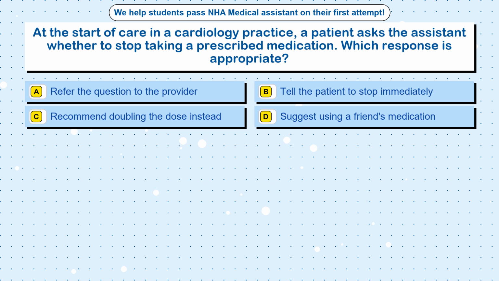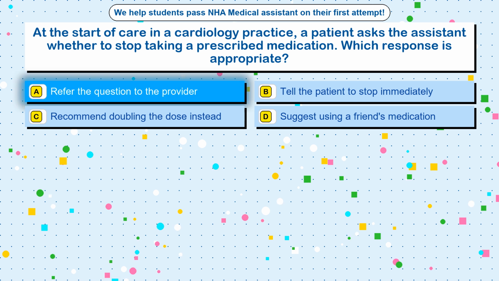Question 52. At the start of care in a cardiology practice, a patient asks the assistant whether to stop taking a prescribed medication. Which response is appropriate? Option A, refer the question to the provider. Option B, tell the patient to stop immediately. Option C, recommend doubling the dose instead. Option D, suggest using a friend's medication. The correct answer is option A. Refer the question to the provider.